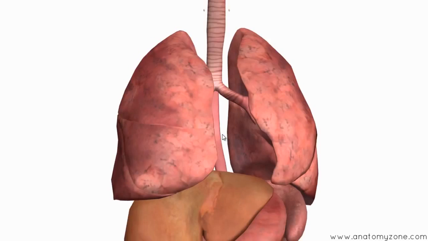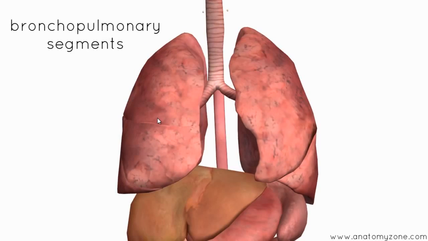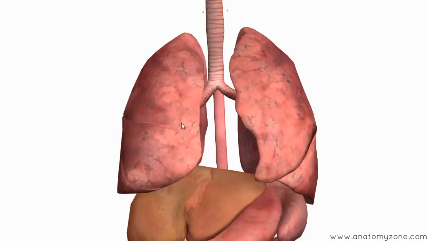So these lobes can actually be further divided into what is known as bronchopulmonary segments, and each lung has 10 bronchopulmonary segments, and these bronchopulmonary segments are supplied by the segmental bronchi, so the tertiary bronchi. So the lobar bronchi supply the lobes of the lungs, and the segmental bronchi supply the bronchopulmonary segments.